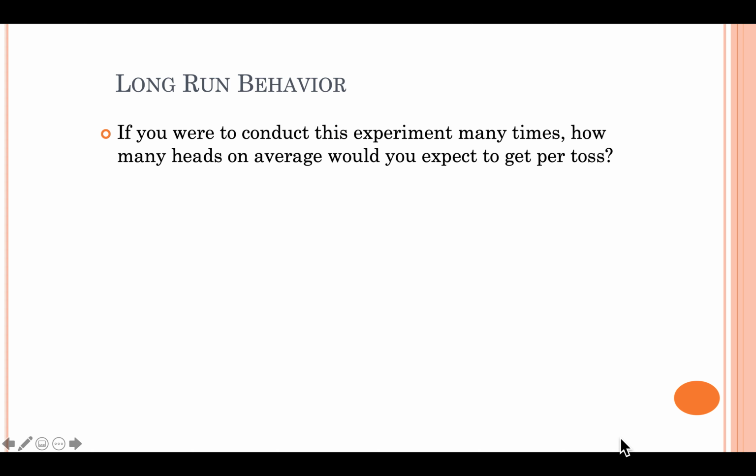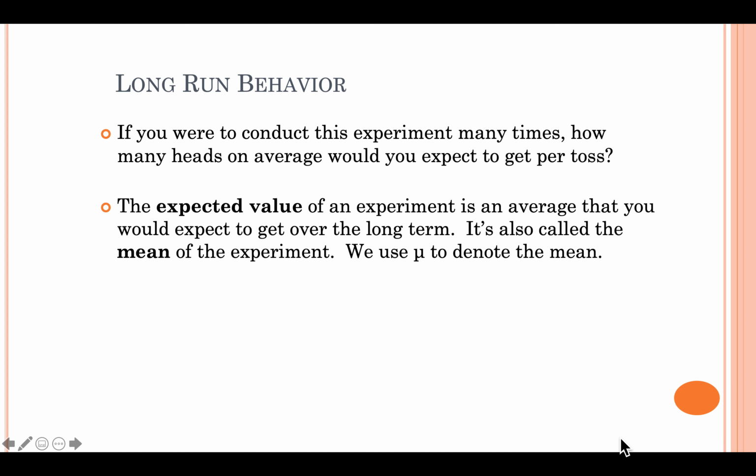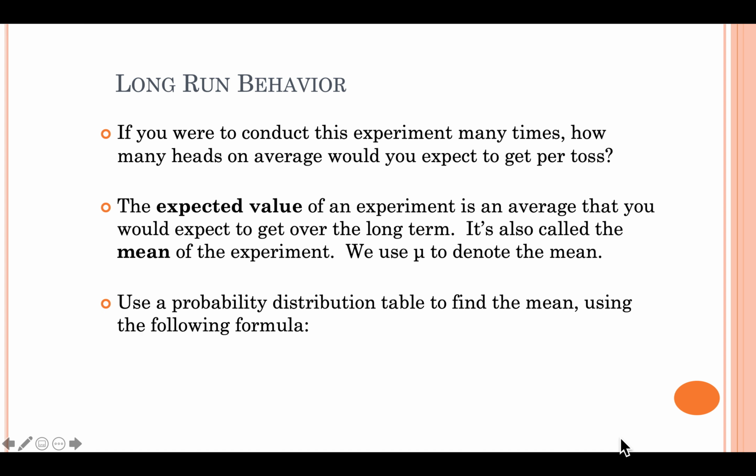Long-run behavior. If you were to conduct this experiment many times, how many heads on average would you expect to get per toss? So we call this the expected value of the experiment. It's an average that you would expect to get over the long term. Sometimes we call it the mean of the experiment. And we use the symbol mu to denote the mean, just like we would for a population mean.